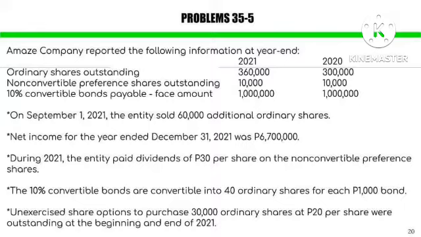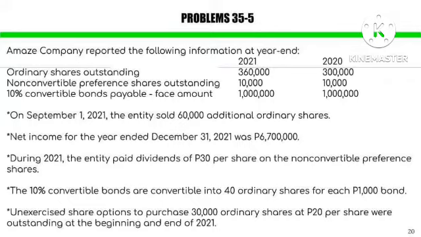In problem number 5, we need to find out three things. First is what amount should be reported as basic earnings per share. Second is the total number of potentially dilutive ordinary shares. And lastly is the amount to be reported as diluted earnings per share. So, babasahin ko yung transaction. On September 1, 2019, the entity sold 60,000 additional ordinary shares. I-average natin to for computation of basic earnings per share.